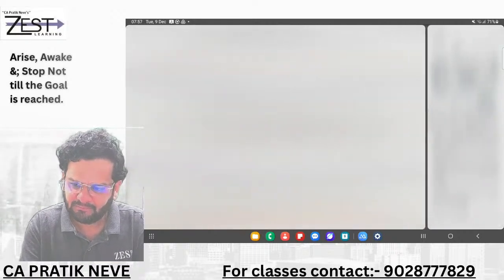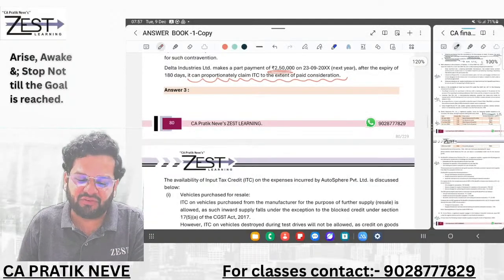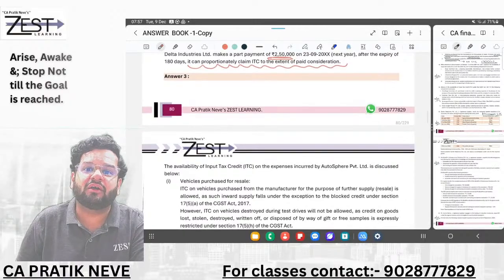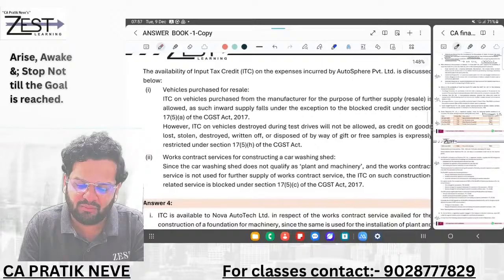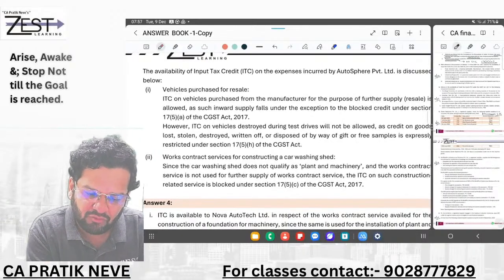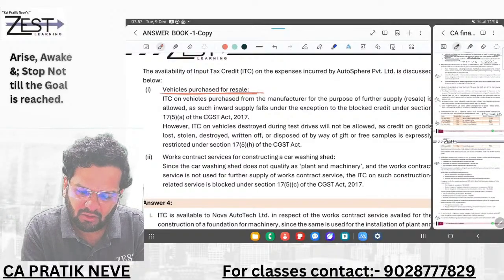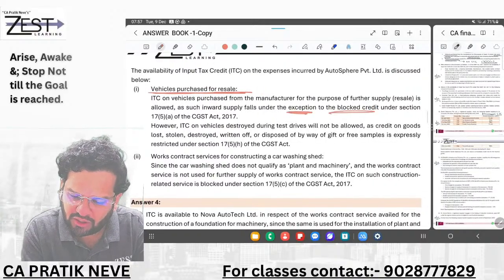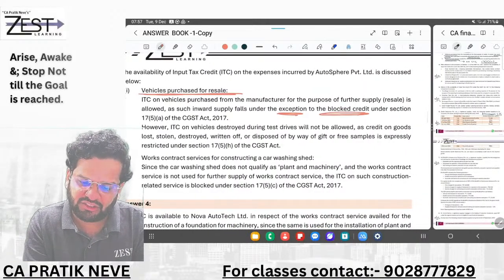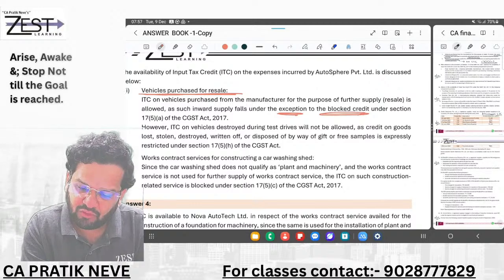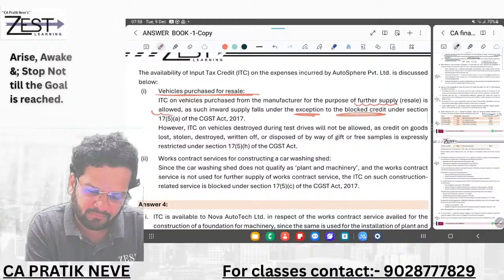Clear? So no ITC in this case. And you know that 17(5)(d) talks about blocking in case of goods or services which are used in construction of an immovable property. So see, first, vehicles purchased for resale fall in the exception to the blocked credit. So ITC on vehicles purchased from the manufacturer for the purpose of further supply is allowed.